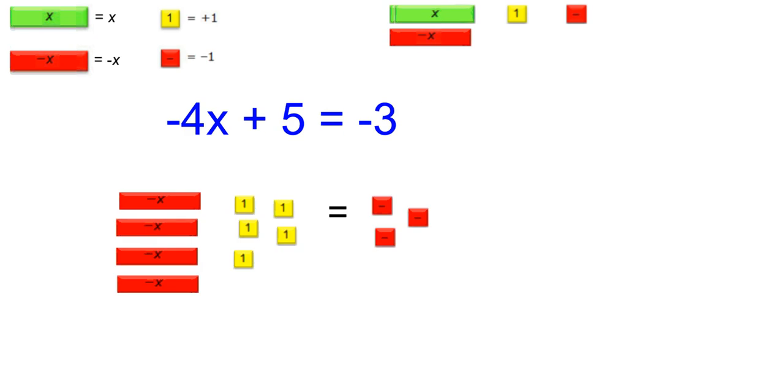Okay, so we're going to continue with one more example. Negative 4x plus 5 equals negative 3. So I know I need to eliminate my 5 that are here with my x's. So I'm going to add 5 negatives to the left side. If I add 5 negatives to the left, I have to add 5 negatives to the right.